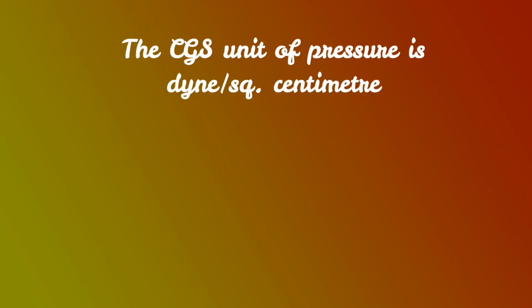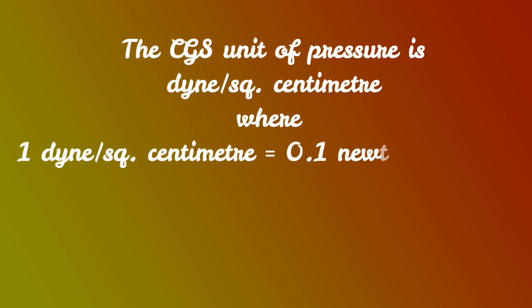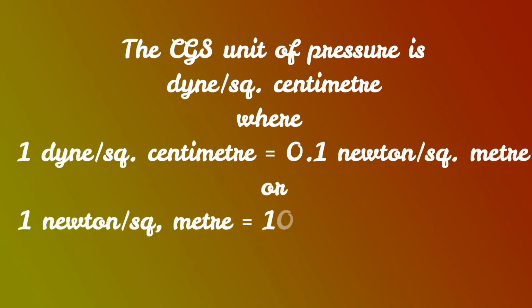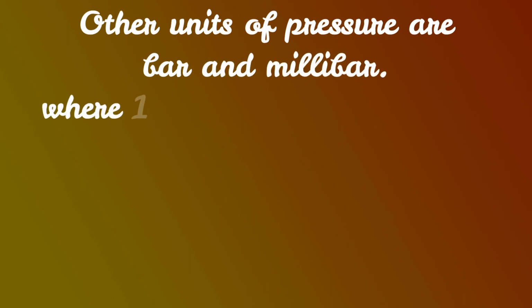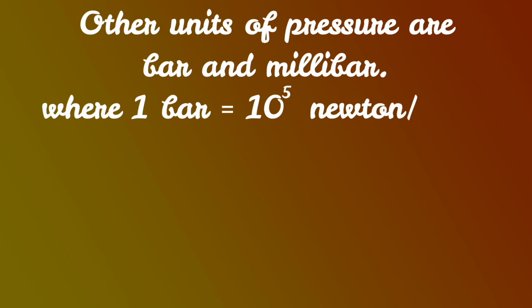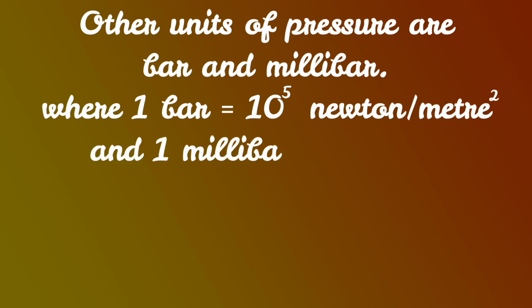The CGS unit of pressure is dyne per centimeter square, where 1 dyne per centimeter square is equal to 0.1 Newton per meter square, or 1 Newton per meter square is equal to 10 dyne per centimeter square. Other units of pressure are bar and millibar, where 1 bar is equal to 10 to the power 5 Newton per meter square and 1 millibar is equal to 10 to the power minus 3 bar.